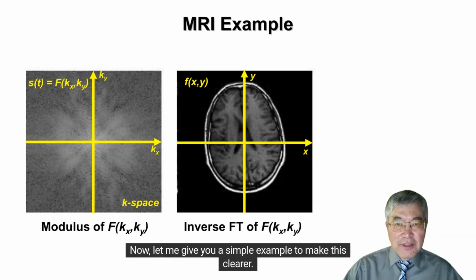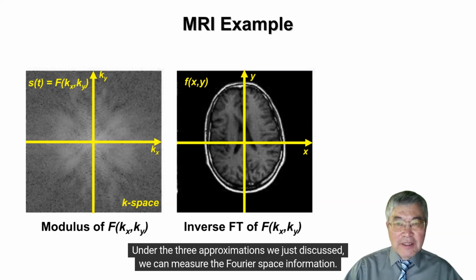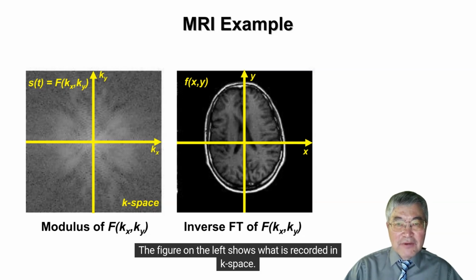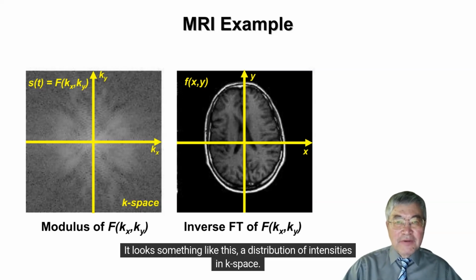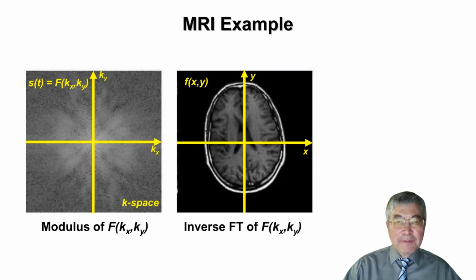Now, let me give you a simple example to make this clearer. Under the three approximations we just discussed, we can measure the Fourier space information. The figure on the left shows what is recorded in k-space. Remember, the Fourier transform is a complex function. It has both amplitude and phase. But what we display here is only the amplitude. It looks something like this, a distribution of intensities in k-space.